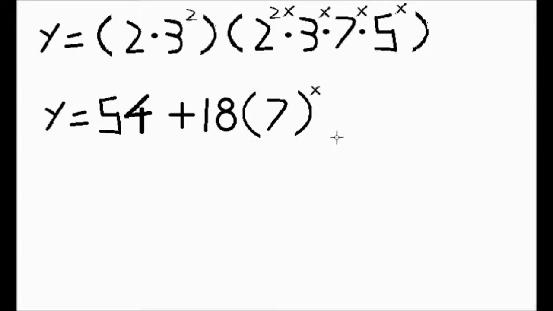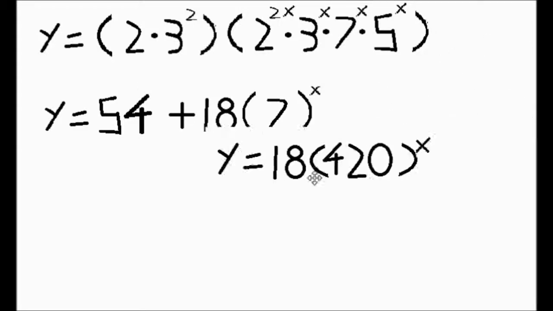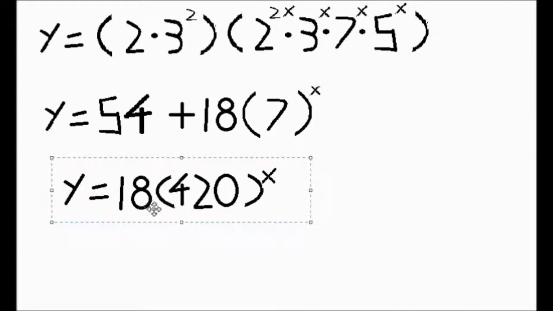So now I know that the restrictions were that we cannot have a vertical translation, but here we do have a vertical translation of 54. So we have not met our goals. And when I graph this equation and the original equation, the parent function, which was y equals 18 times 420 to the power of x, the graphs do not match.